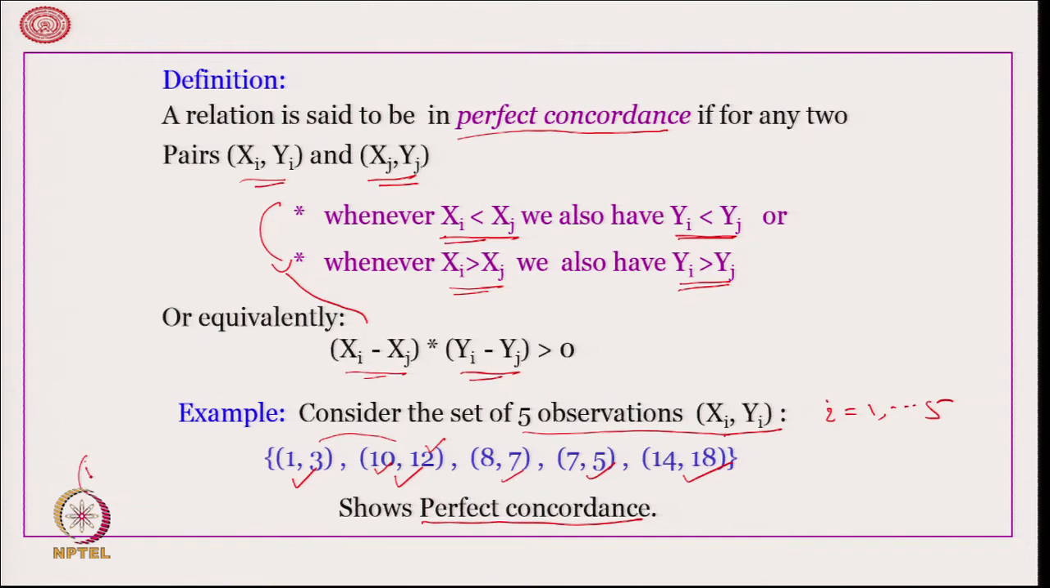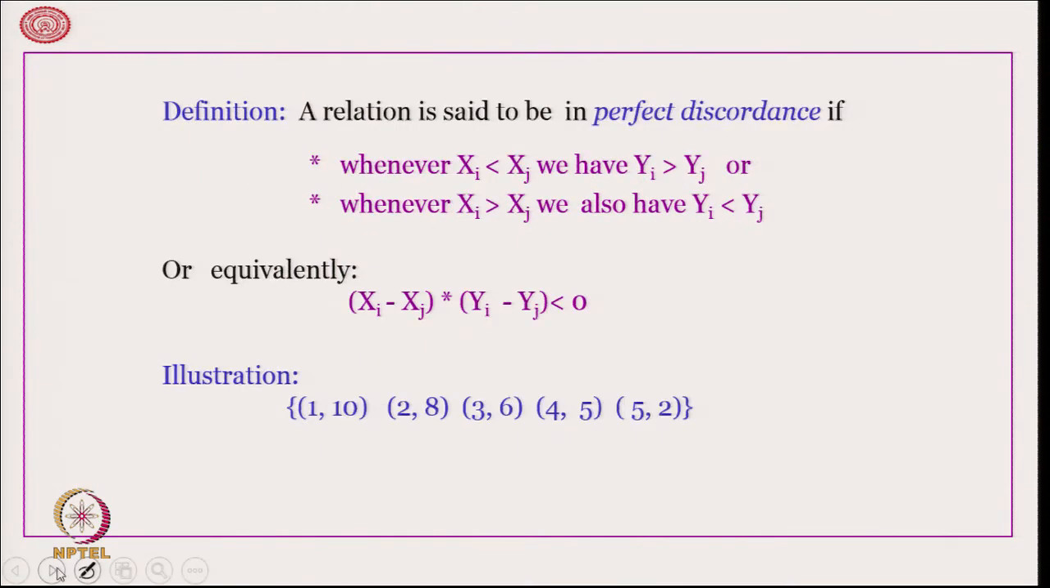Therefore, we are looking at (1 minus 10) multiplied by (3 minus 12), and we can see that this is going to be greater than 0. Similarly, we can check with respect to all the possible pairs, that is 5C2 many pairs, and we can see that for all of them this value is coming out to be greater than 0, and therefore, this is a perfect concordance.